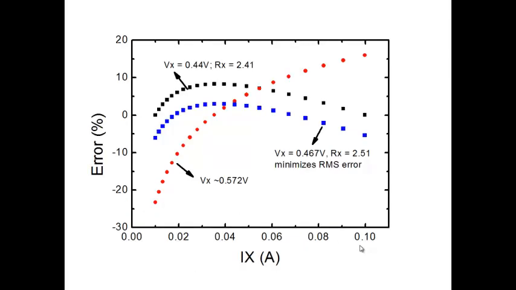And you can see the errors involved. I've calculated the error over this entire current range here. So this one was my earlier model. The red one was the constant voltage 0.572. You can see how the error goes over the different current range here.